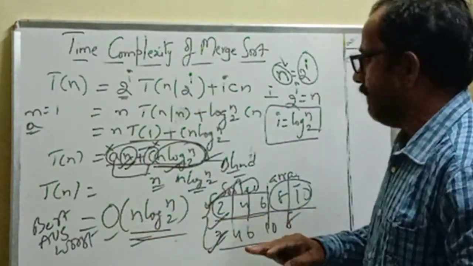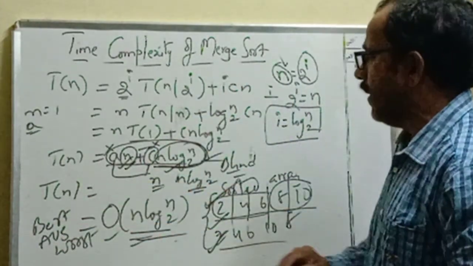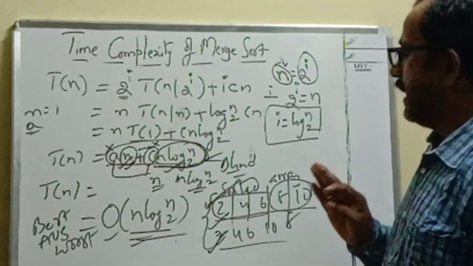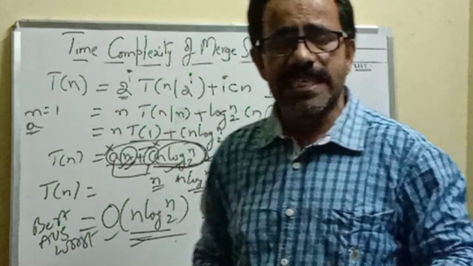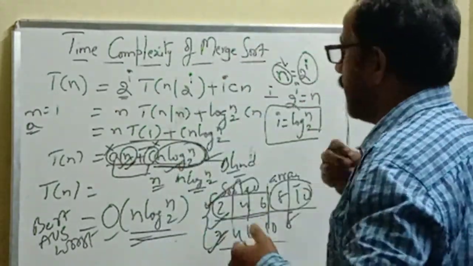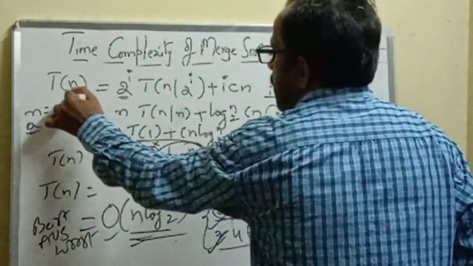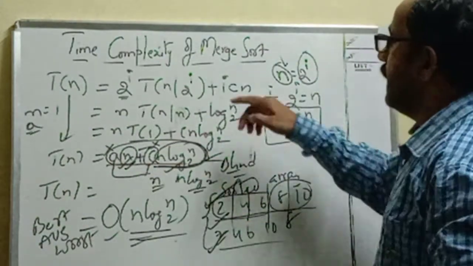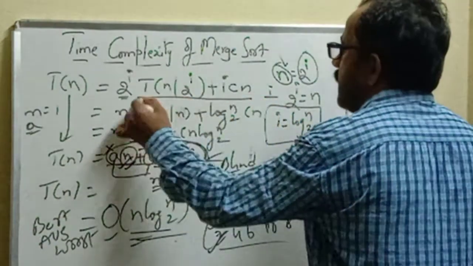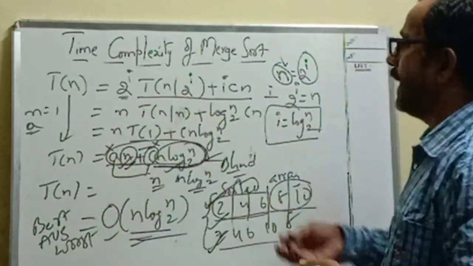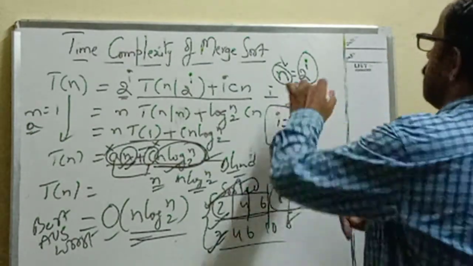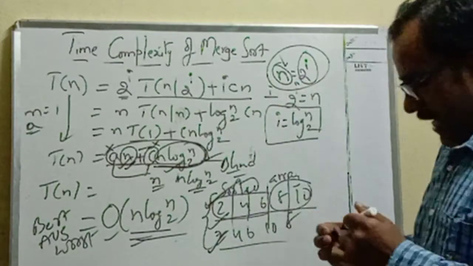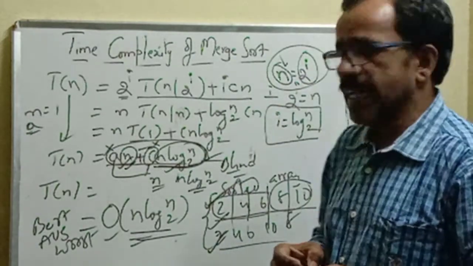Best case order of n log n, average case order of n log n, worst case is also order of n log n. Is it clear now? So that's why the time complexity of merge sort in three cases is order of n log n. Then we can derive this particular time complexity in this way. After getting the generalized one, we need to substitute or simplify 2 power i, t of n by 2 power i plus i cn using this expression. And we get order of n log n as the time complexity.